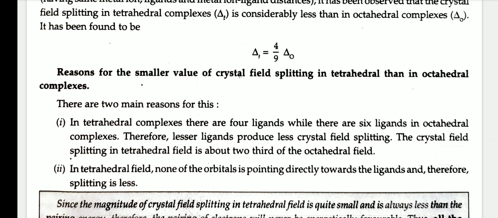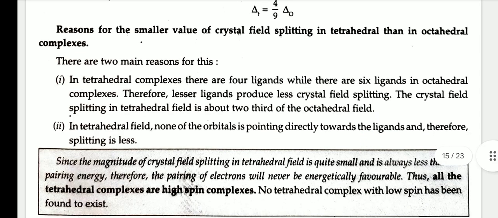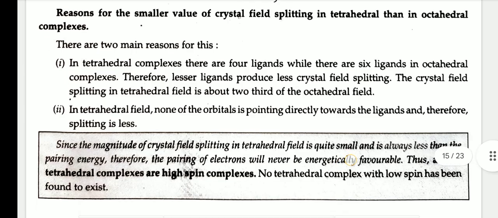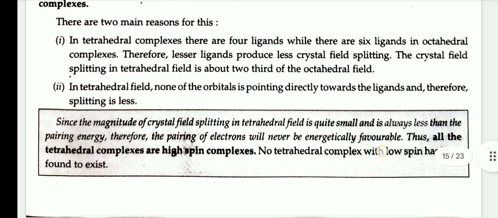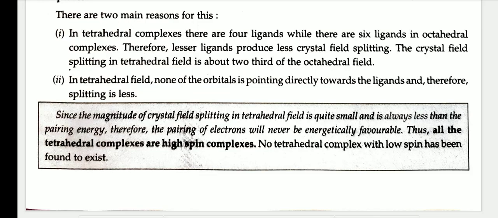There are two main reasons for this. In tetrahedral complexes, there are 4 ligands, while there are 6 ligands in octahedral complexes. Therefore, fewer ligands produce less crystal field splitting. The crystal field splitting in a tetrahedral field is about 2/3 of an octahedral field. In a tetrahedral field, none of the orbitals is pointing directly towards the ligand and therefore splitting is less.